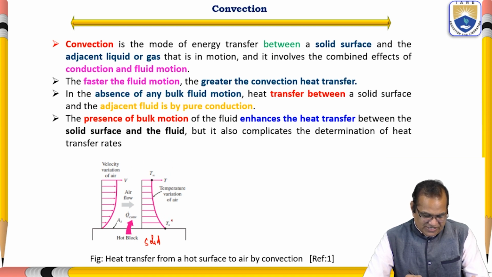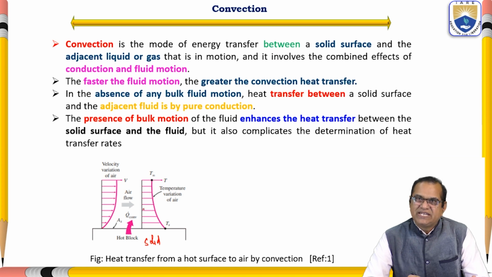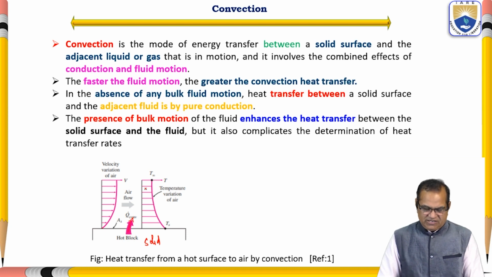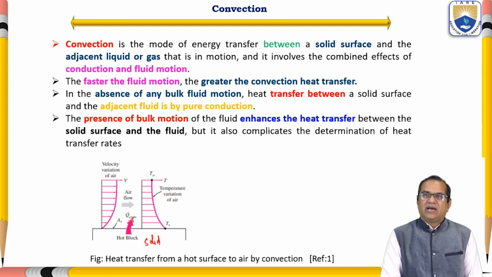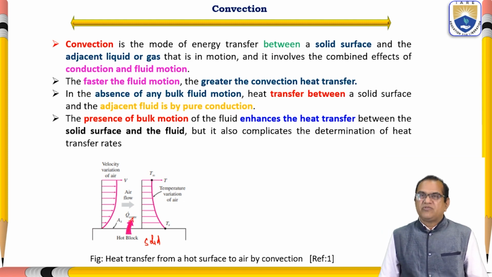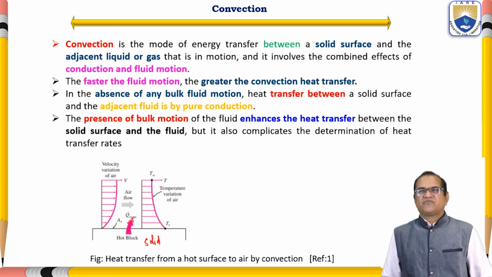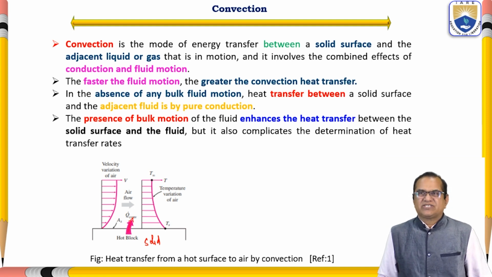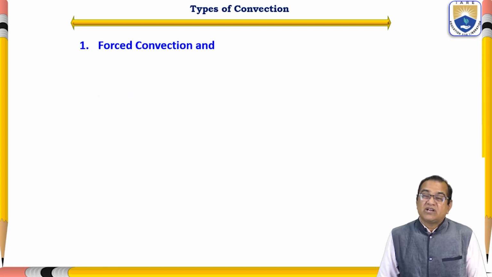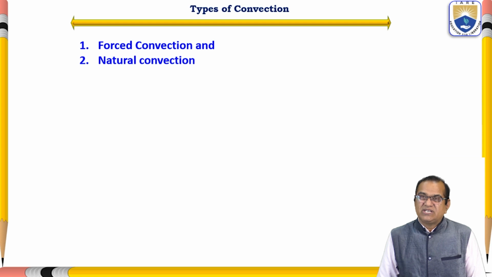So as you have the fast velocity near the surface, your temperature variation will be very high, and your heat transfer is also moving in this direction. So this represents the heat transfer from a hard surface to air by the convection method. So the velocity of the air, if you want to cool or heat the surface, is very important for the convection process. Now we will see the types of convection, and we will see that here we have the forced convection and the natural convection.